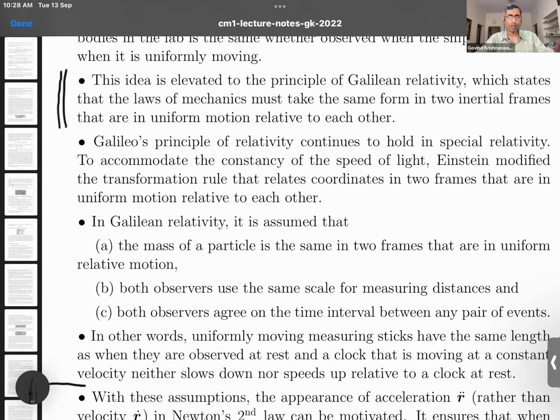Okay, so good morning and welcome to our 13th meeting of Classical Mechanics 1 at CMI. Today is the 13th of September, it turns out, 2022. So last time we were talking about Newton's second law and Galileo's relativity principle, which we will continue now.